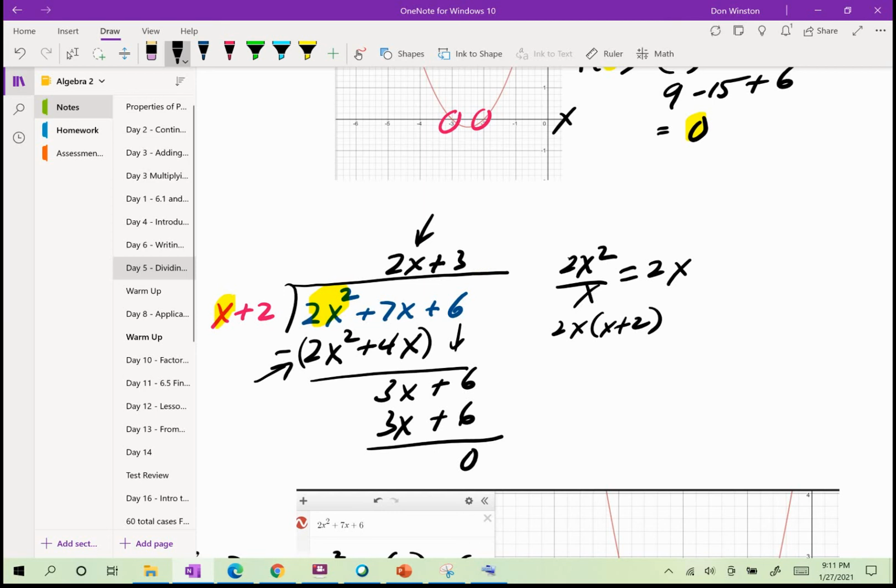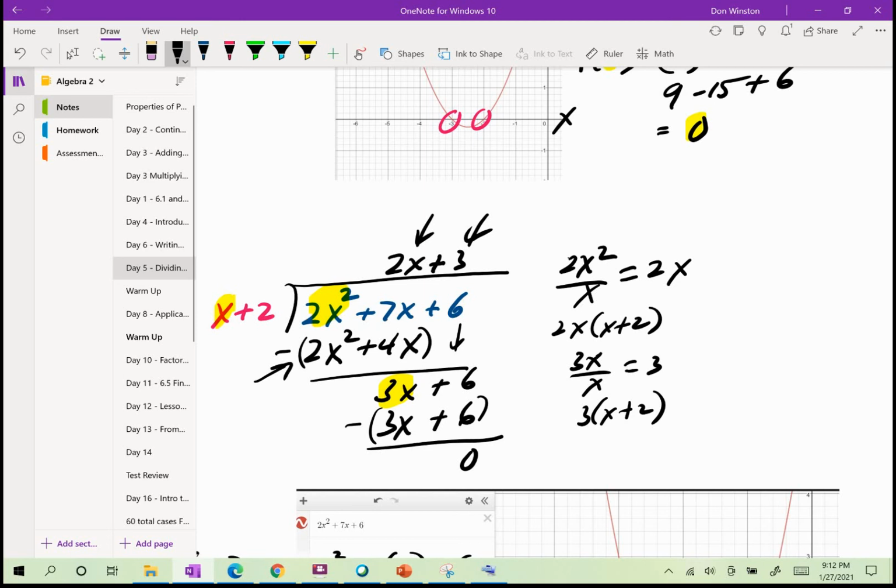Now again, I take the leading terms. I take 3x and divide it by x, and I get 3, and I put that there. Then 3 times x plus 2 gives me 3x plus 6. Then I subtract, and I get 0. So we know with certainty that x plus 2 is a factor of 2x squared plus 7x plus 6. I got a remainder of 0.